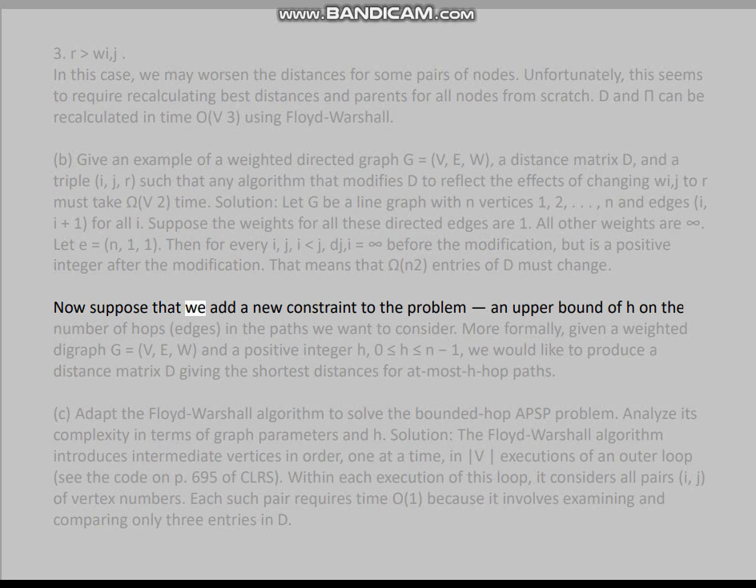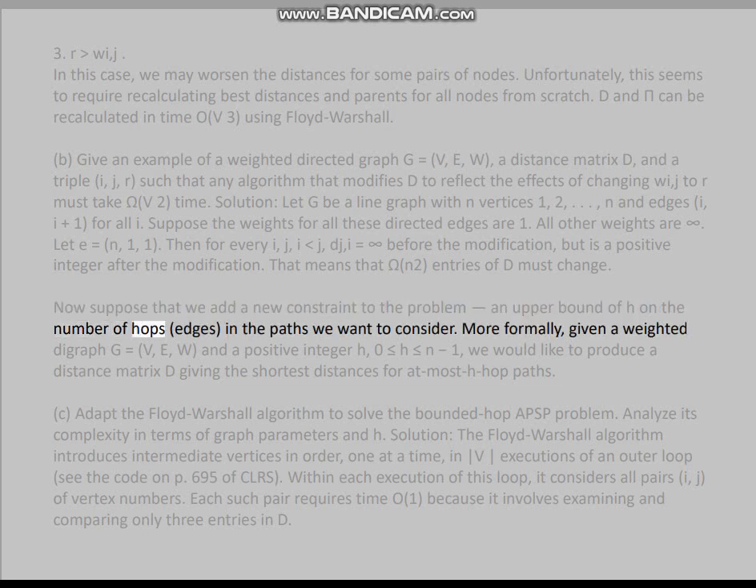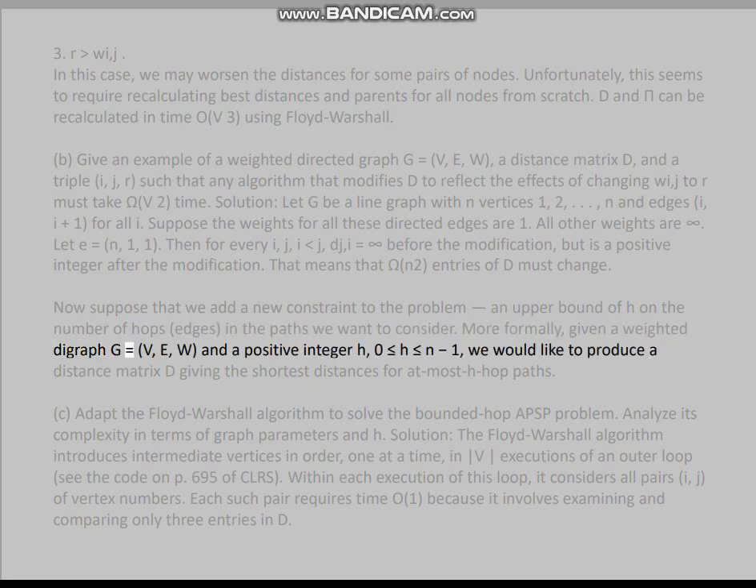Now suppose that we add a new constraint to the problem, an upper bound of h on the number of hops (edges) in the paths we want to consider. More formally, given a weighted digraph G = (V, E, w), and a positive integer h with 0 ≤ h ≤ n − 1, we would like to produce a distance matrix D giving the shortest distances for at most h hop paths.